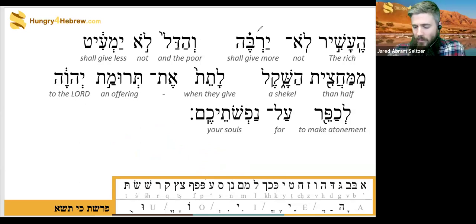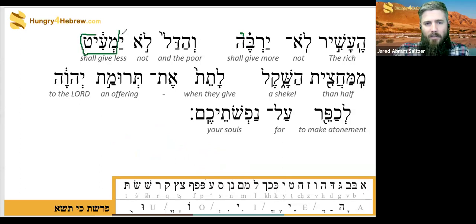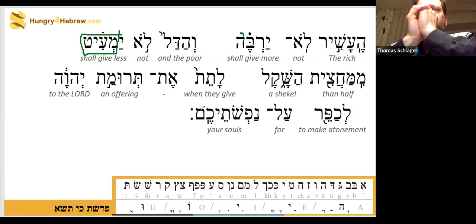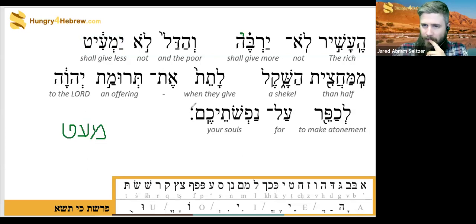After you learn the verbal system, which is like a level B thing, level C starts talking about when root letters go missing. Here we have a yod missing, so that's level C stuff. What is the word me'at? No, me'at is just a little bit of something.